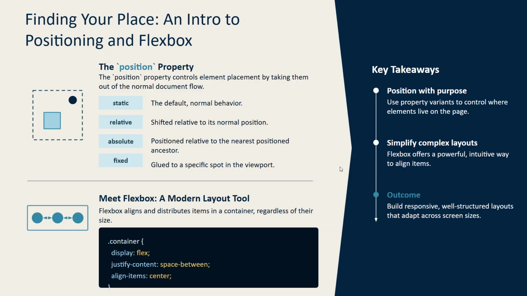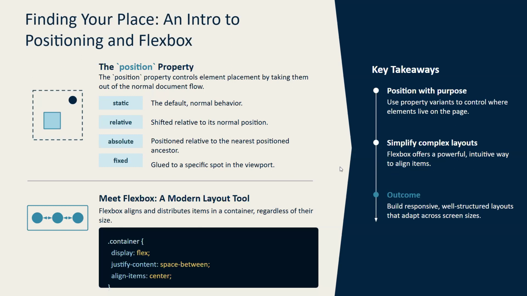The relative value moves an element slightly from its normal position, but the original space is still reserved. The absolute value removes the element from the normal flow and positions it relative to the nearest parent that has a position set. And then lastly, the fixed value keeps an element locked to a specific spot in the viewport, which is useful for things like sticky headers or floating buttons.